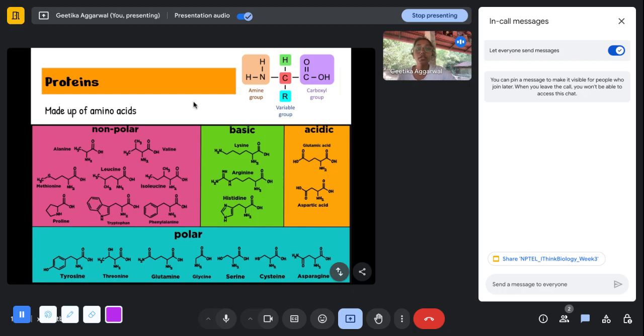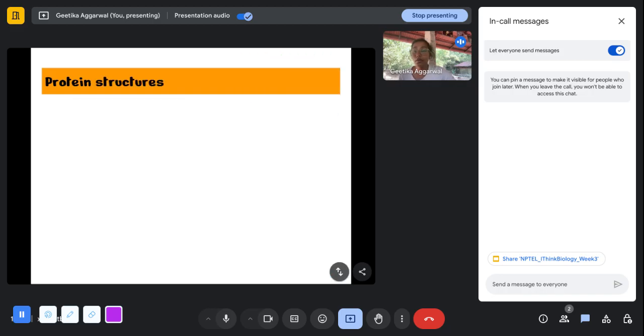This variable group can be joined by different carbon chains, and it gives rise to different amino acids. In living organisms, we have 20 different amino acids, and they can be categorized as non-polar, polar, basic, or acidic depending on their tendencies. Non-polar amino acids will not be soluble in water because they're non-polar, and the polar ones will be soluble in water. So this is about proteins and their building blocks, which are amino acids.